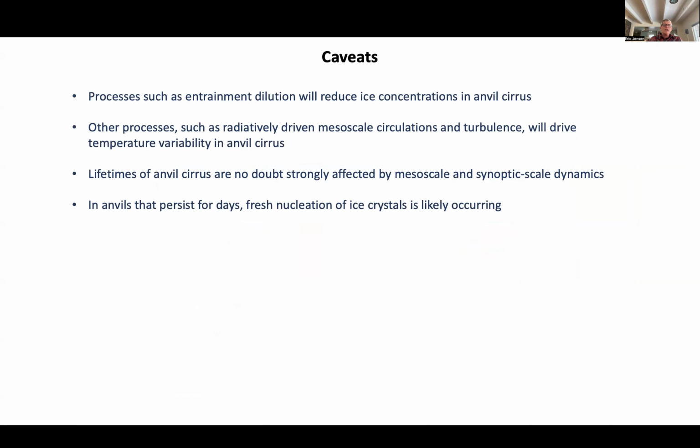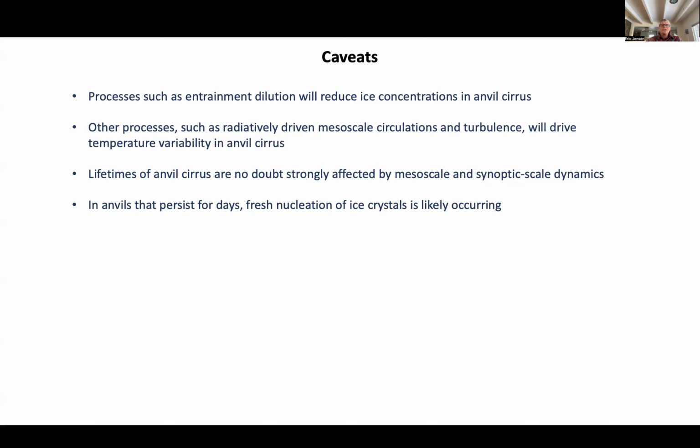Okay, there are a number of caveats, which I want to get back to here. There are other processes such as entrainment of dry air that will reduce ice concentrations in anvil cirrus. I tend to think this would happen primarily right near the active convection where you've got very strong turbulence. My suspicion is once you go down into the anvil, the turbulence dies down very quickly and you don't get a whole lot of entrainment. But again, this is something that needs to be addressed with cloud resolving models.